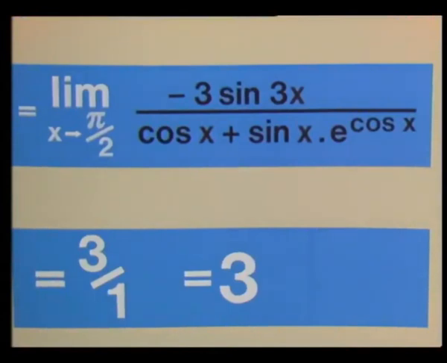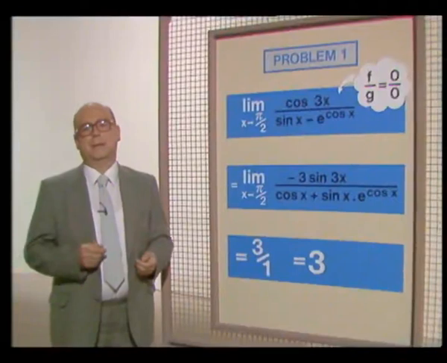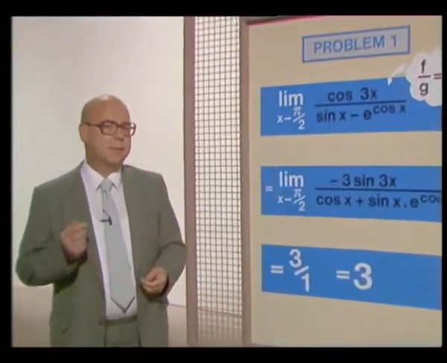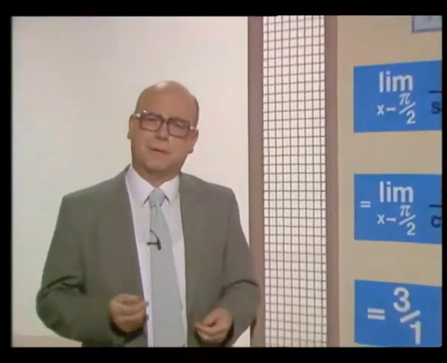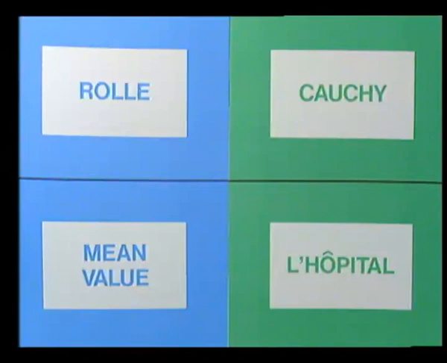That is 3 over 1, or 3. Well, that was very quick. But as I said, the second problem is more tricky, and I'm going to solve that at the end of the program. But first, let's have a quick resume of how we derived L'Hospital's rule, followed by a different way of looking at what the rule says.